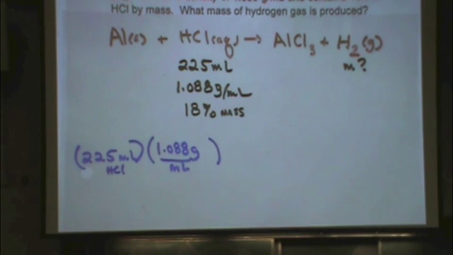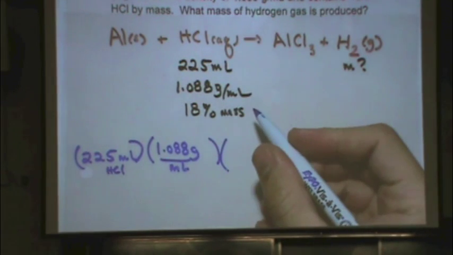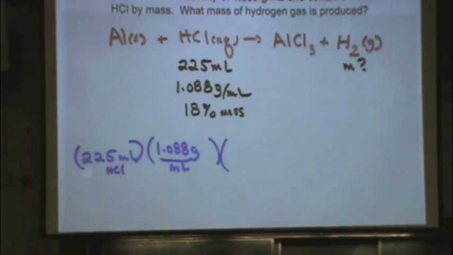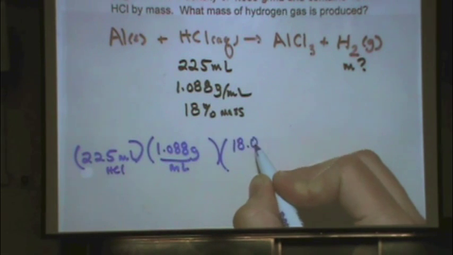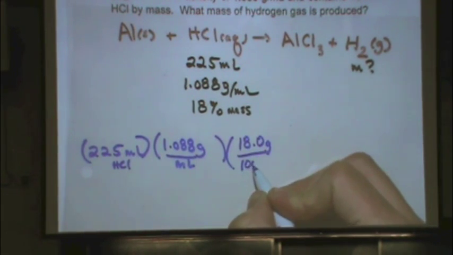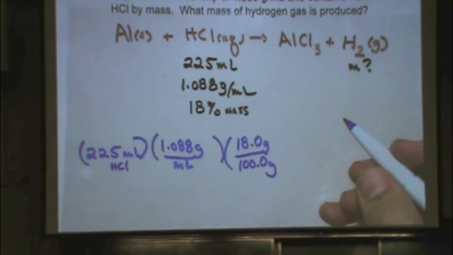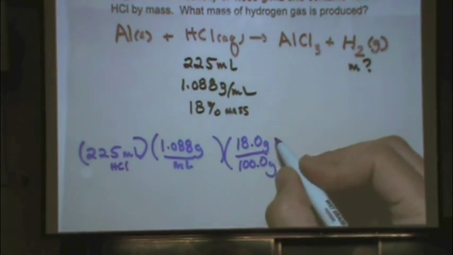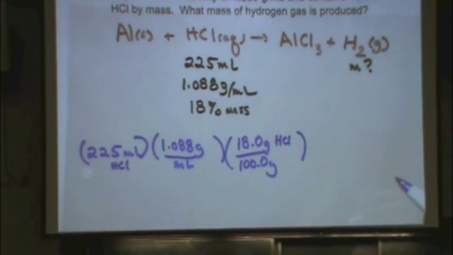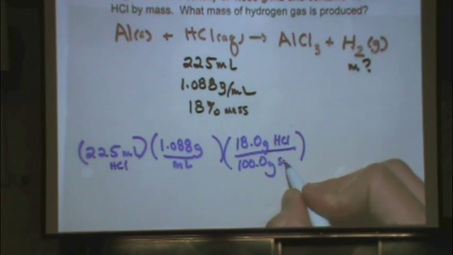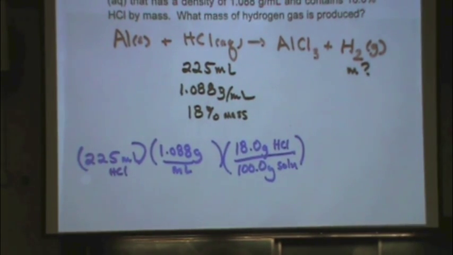And that's our solution density of HCl. And then, whenever you have that percent by mass, we work backwards, which we haven't done before. So here's what it would look like to work backwards from a percent mass. What that means is 18 grams per 100 grams. Or more specifically, 18 grams of HCl in the aqueous solution total. So for every 100 grams of solution, 18 of it is HCl.